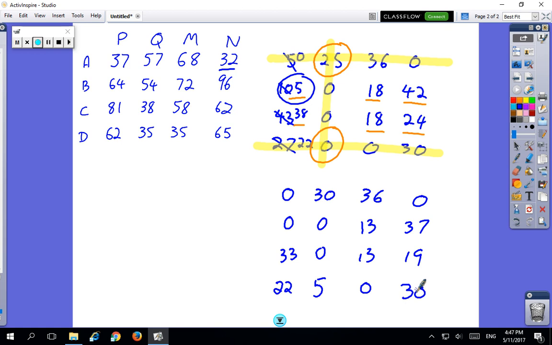Now that process, if it doesn't give you an answer straight away, you repeat again and again and again. What process was that? Covering the zeros with as few lines as you can, finding the smallest number that hasn't been covered at all and subtracting it from all the uncovered numbers, and then adding that smallest number to any crossed numbers. And that process is the Hungarian algorithm.